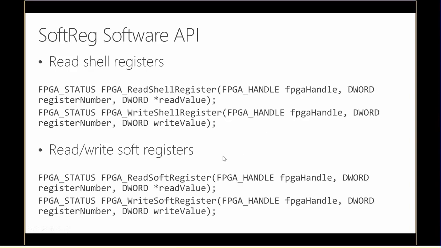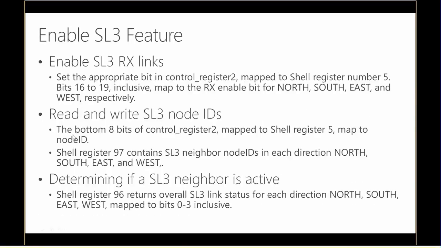Note that each access to a shared register or soft register is atomic, and therefore thread safe. However, a series of accesses is not atomic. There are some special shared registers worth mentioning, which are critical if you want to enable the serialized 3 feature. To enable the serialized 3 lane of a specific direction, you have to set the corresponding bit on shared register 5.